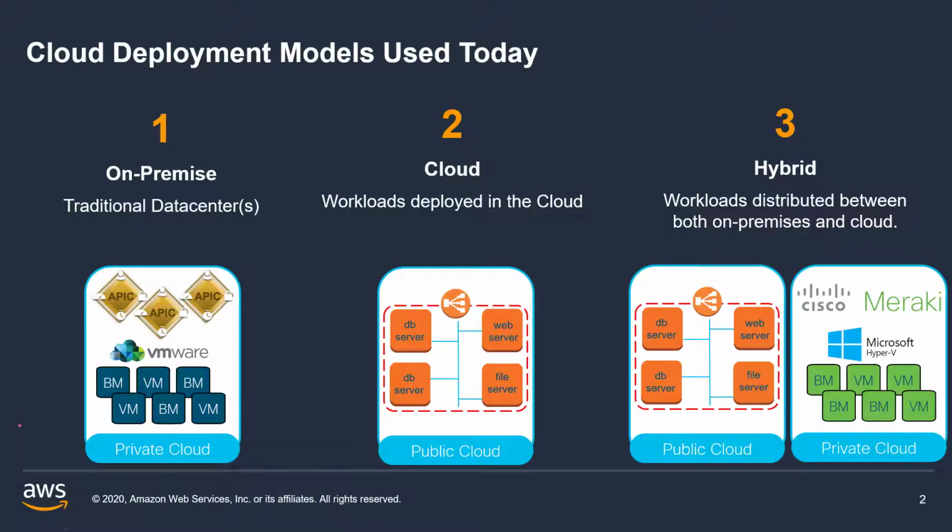The first one is going to be on-premise. These are your traditional data centers. This is where you may have something like Cisco ACI, and underneath that you have VMware, and then you have a mix of your bare metal servers and your virtual servers. But this is all something that you have to maintain. And a common nickname for this is private cloud.